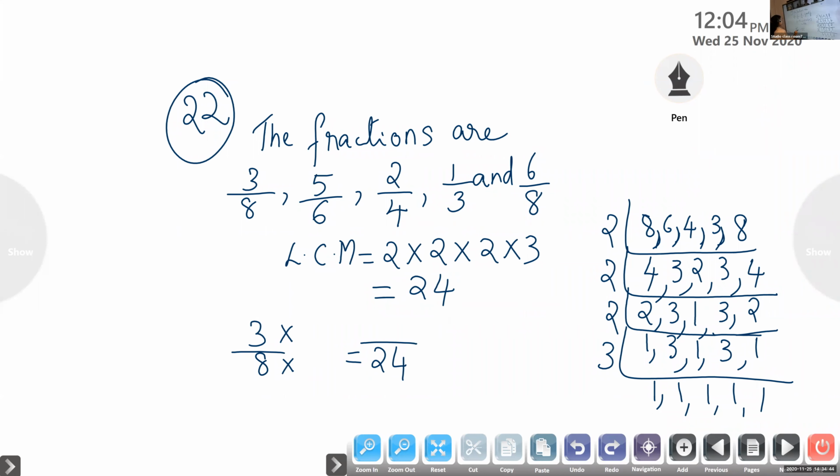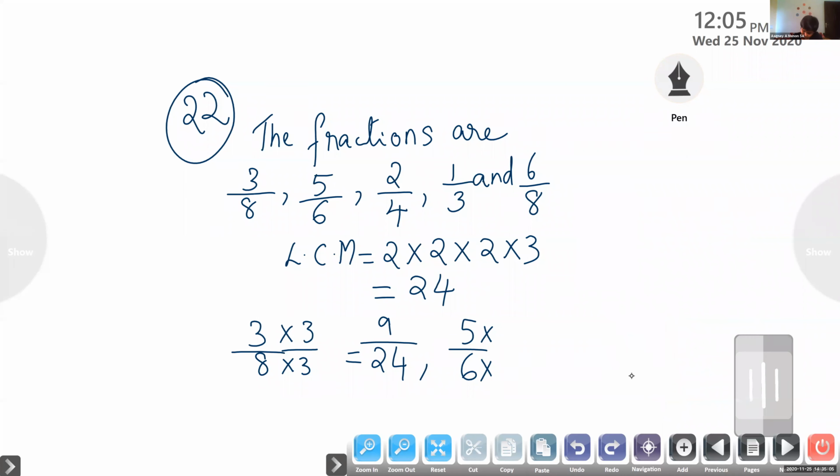So 3 times 8, 8 times 3. So here also we have 9 by 24. This is the equivalent fraction for 3 by 8. Next one, 5 by 6. Multiply by which number to get 24? 4. Children, find out all the equivalent fractions. So here you will get 20 by 24. Do it properly. After finding this, you have to write the fractions in descending order. Okay.